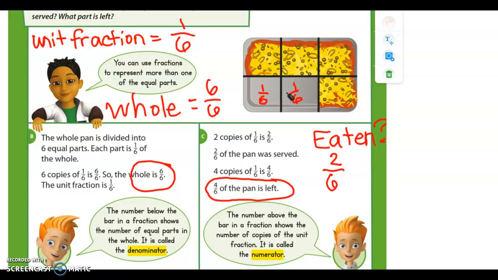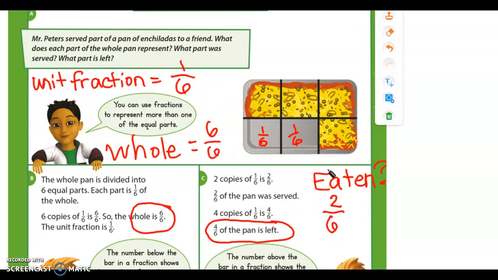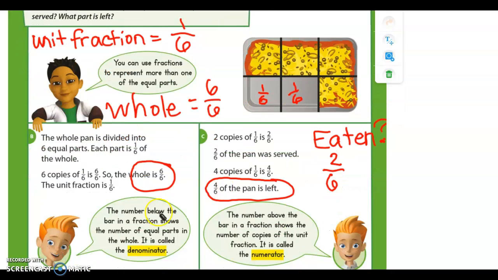2/6. Ooh, a quick reminder right here of what we talked about yesterday. The number below the bar is how many parts in the whole, that's my denominator, and the number above the fraction bar is how many of those unit fractions, or how many we're talking about. That's our numerator. All right, geniuses, let's take a quick break, and I want to see if we can practice what we just learned.